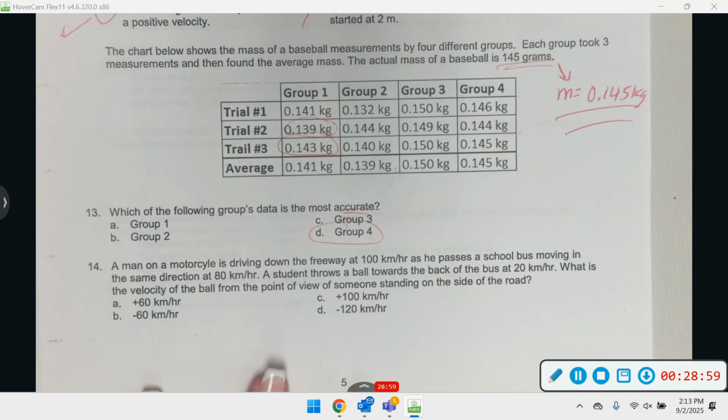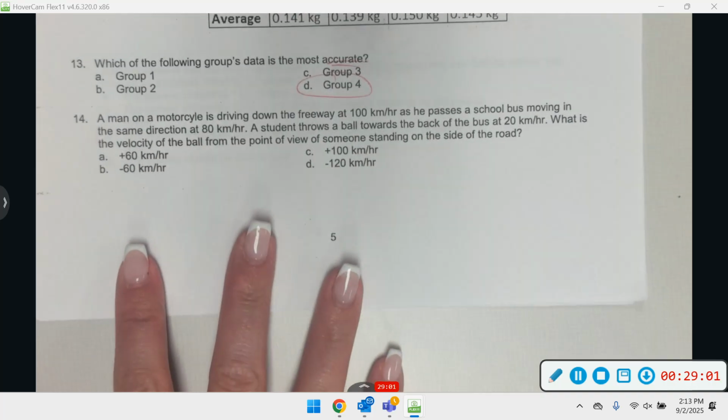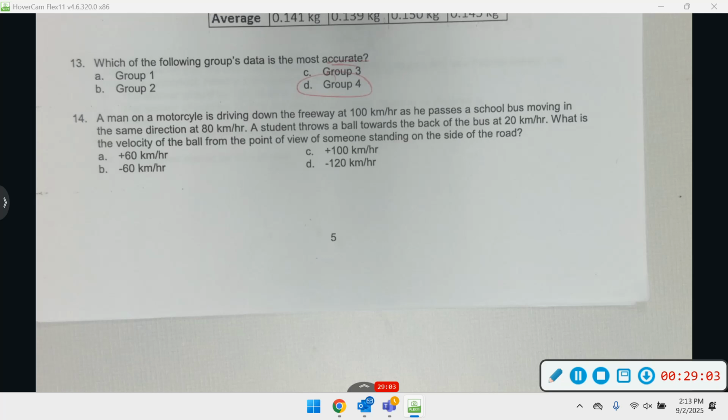All right. 14. Number 14 was the second most missed question on your quiz. So I would recommend that you look at it. It says a man on a motorcycle is driving down the freeway at 100 kilometers per hour as he passes a school bus moving in the same direction at 80 kilometers per hour. A student throws a ball toward the back of the bus at 20 kilometers per hour. What is the velocity of the ball from the point of view of someone standing on the side of the road?